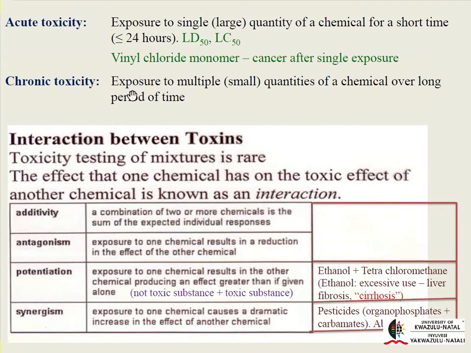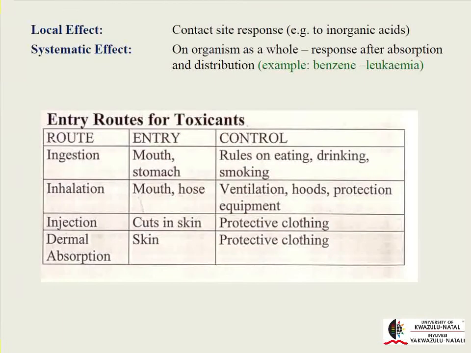Then there's chronic toxicity. Exposure to multiple small quantities of a chemical over a long period of time. And it also looks at your condition over a long period of time, even if your exposure is perhaps only once. We've looked at the various interaction routes, the various types of interaction between toxins that you can read on your own. And also we've looked at the entry routes for toxicants.